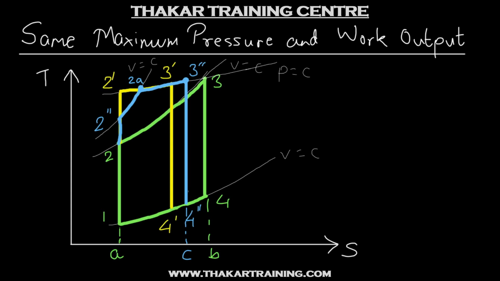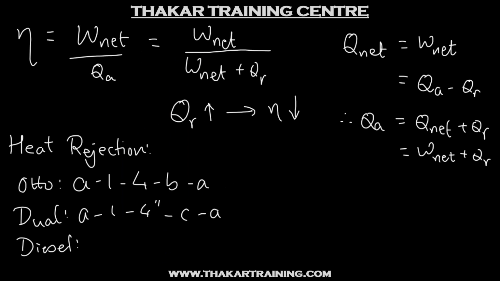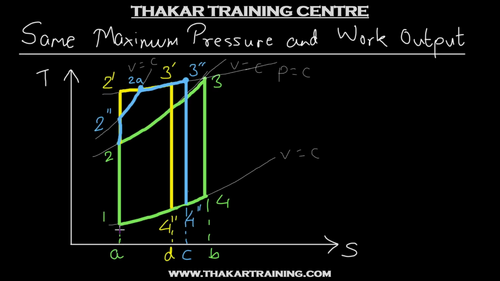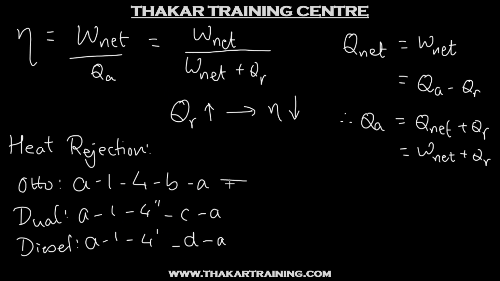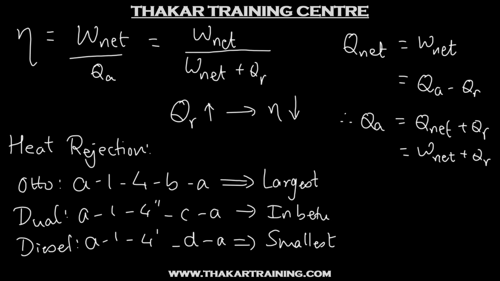The diesel cycle is having 4 dash over here, so we just extend it. This is point D, suppose. So the diesel cycle heat rejection is A14DA. Alright. So which is the largest area? It is clearly for the Otto cycle, and the smallest area happens for the diesel cycle. So the Otto cycle has the largest heat rejection, whereas the diesel cycle has the smallest heat rejection. The dual cycle is once again in between.